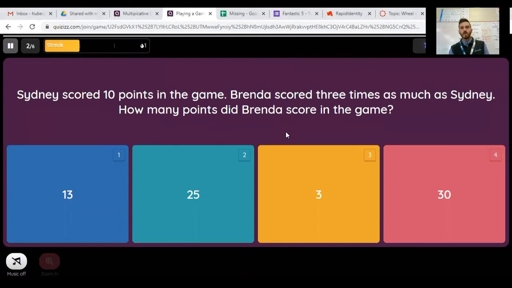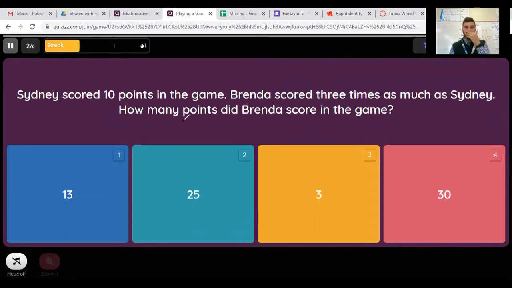All right. Next question. Sydney scored 10 points in the game. Brenda scored 3 times as much as Sydney. How many points did Brenda score in the game? So in this one, we got the small number. We've got to figure out the bigger number. But I still see 3 times as much, which tells me I've got to do my box method.